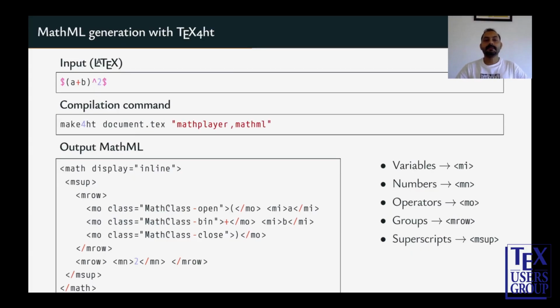MathML generation is straightforward with TeX. For example, if we have an inline math equation (a+b)², simply compile it using make4ht with the option mathml. It will produce MathML output as displayed below, including the math class for the operators and delimiters.